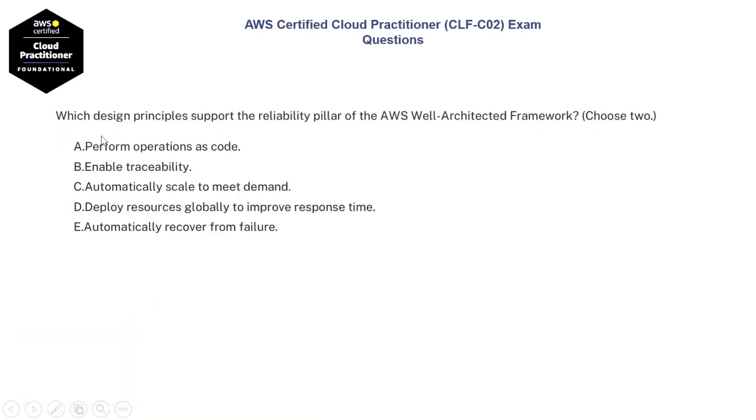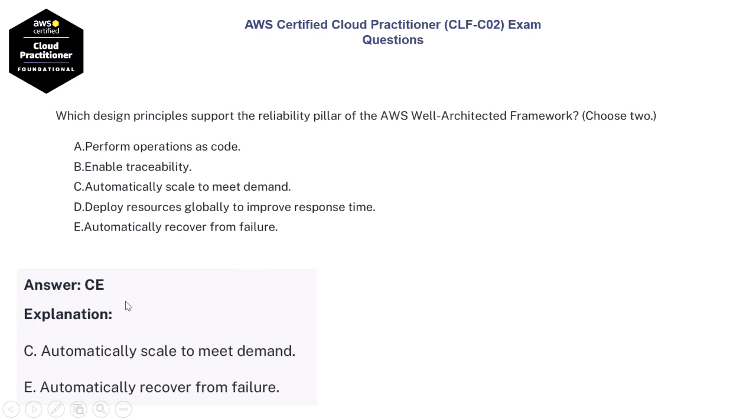Next question. Which design principles support the reliability pillar of the AWS Well-Architected Framework? Choose two options. Option A, perform operations as code. Option B, enable traceability. Option C, automatically scale to meet demand. Option D, deploy resources globally to improve response time. Option E, automatically recover from failure. The right options are option C, automatically scale to meet demand, and option E, automatically recover from failure.